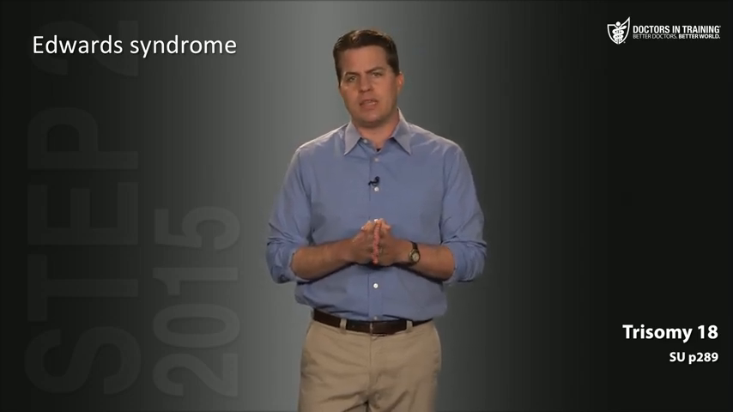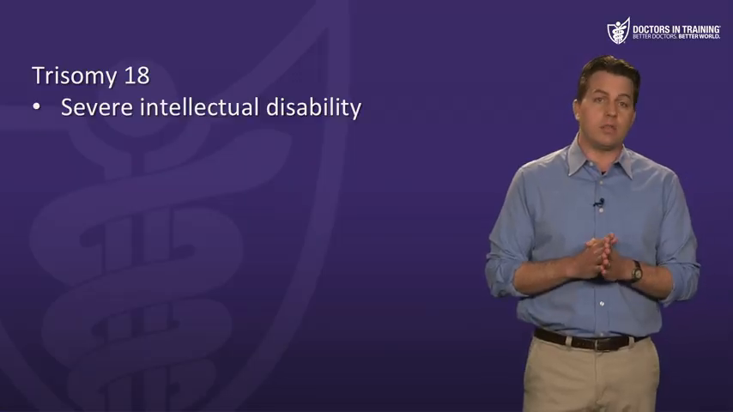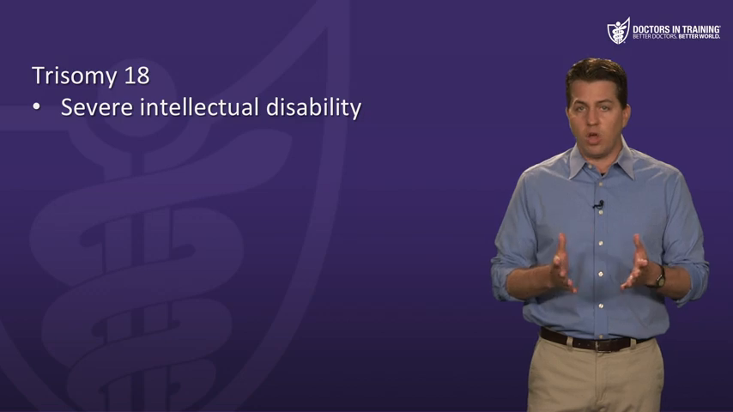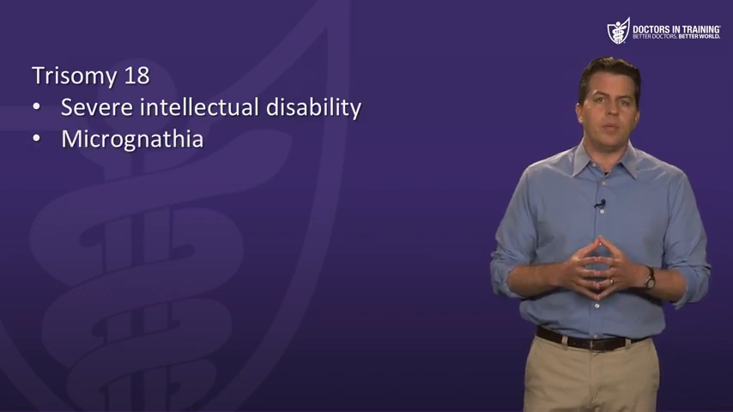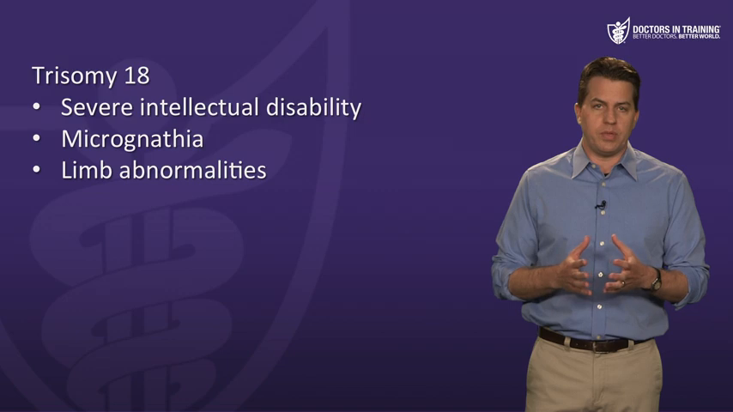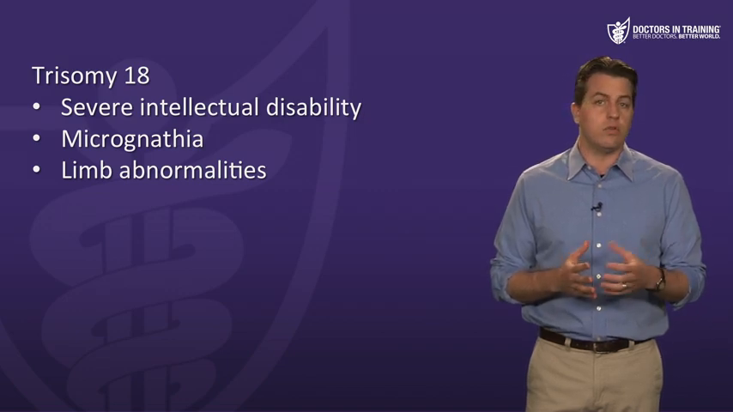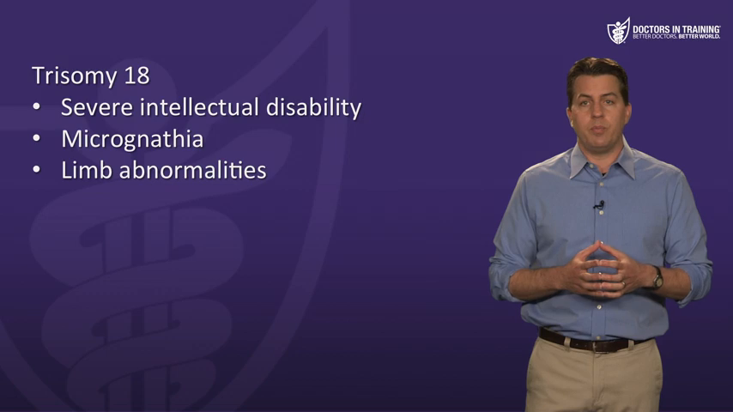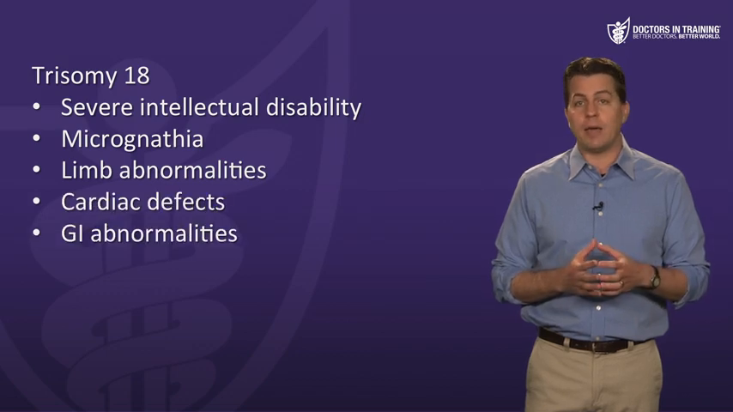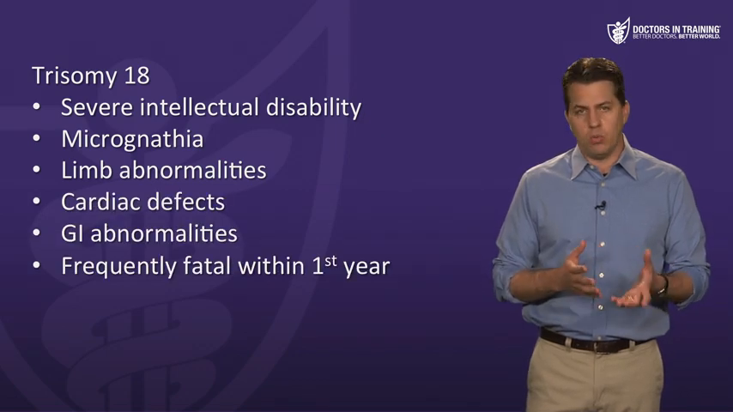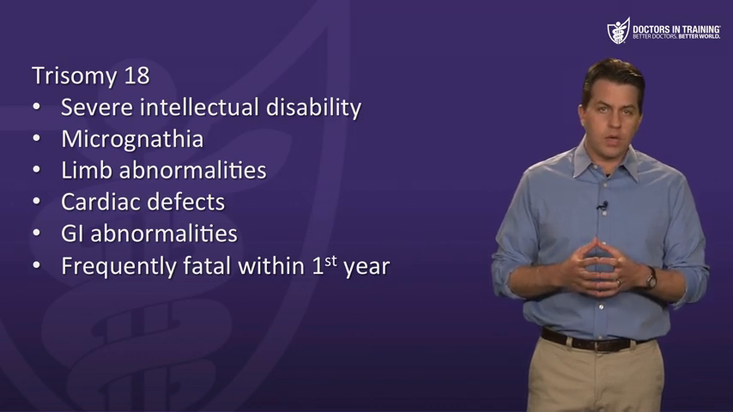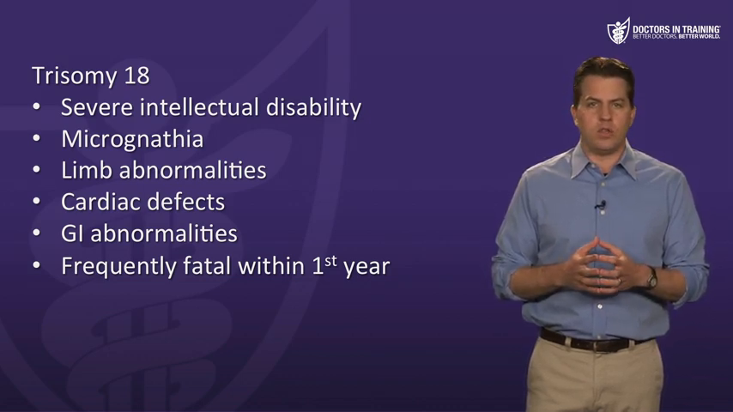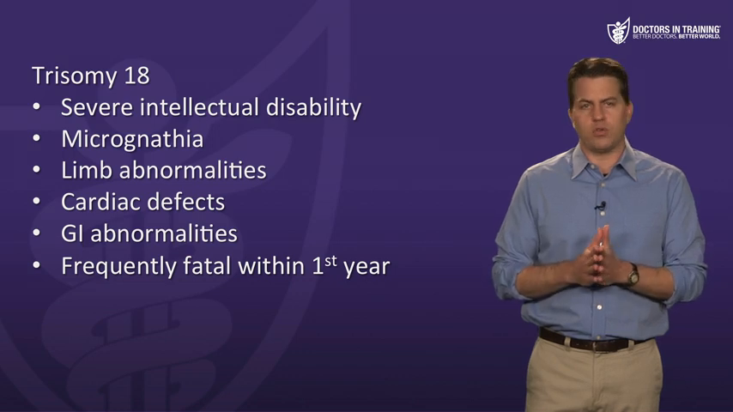Trisomy 18 is Edwards syndrome. It occurs in 1 out of 6,000 live births, so this is about 10 times less common than trisomy 21. With trisomy 18, you have severe intellectual disability, small mouth called micrognathia, limb abnormalities such as malposition, rocker bottom feet, overlapping fingers on grasp. Possibly you can have cardiac defects, GI abnormalities, and it's frequently fatal within the first year of life. Just like with Turner syndrome, a lot of these patients will miscarry in the first trimester.